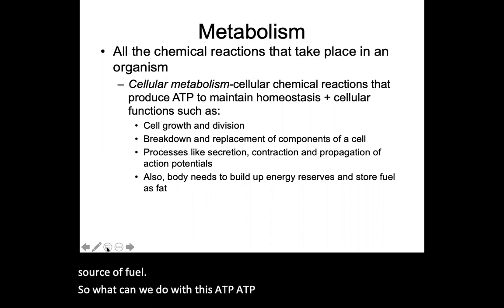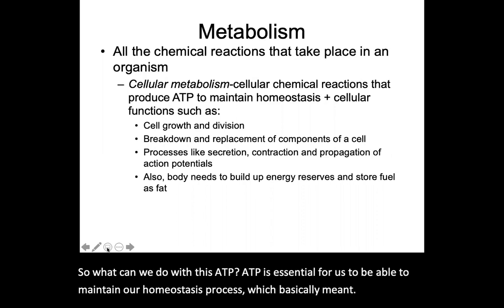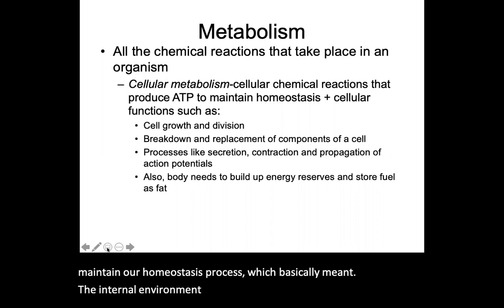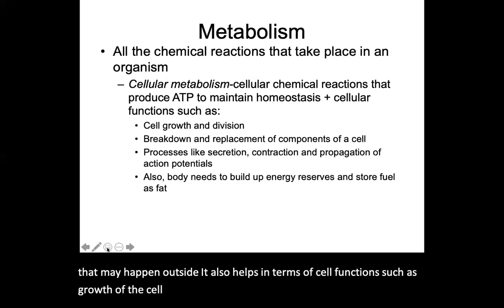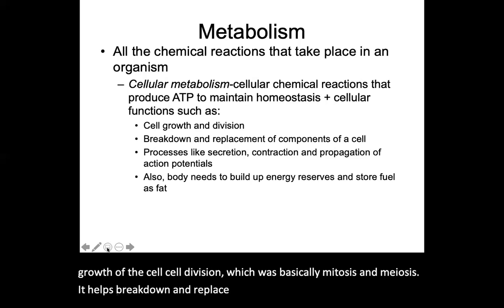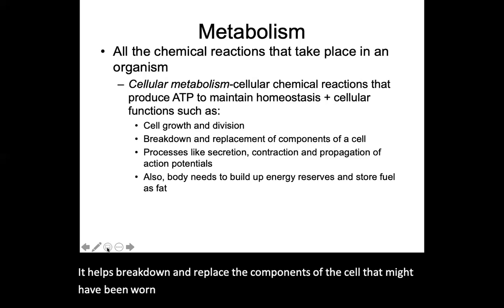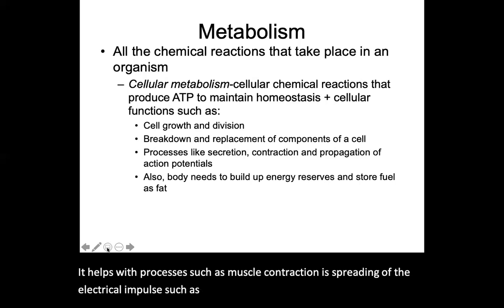ATP is essential for us to be able to maintain our homeostasis process, which basically means the internal environment can stay consistent regardless of the changes that may happen outside. It also helps in terms of cell functions, such as growth of the cell, cell division, which was basically mitosis and meiosis. It helps break down and replace the components of the cell that might have been worn out and need to be replaced. It helps with processes such as muscle contraction, and the spreading of electrical impulses, such as action potentials, associated with both your neurons as well as your muscles.